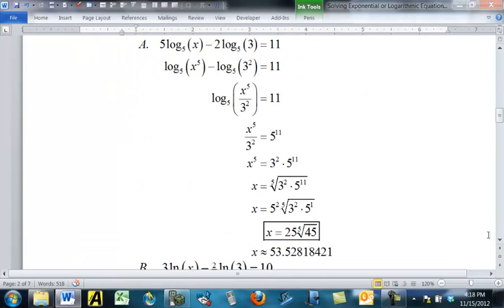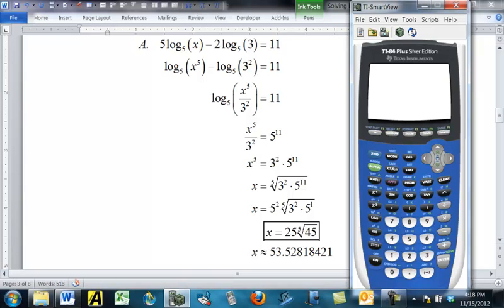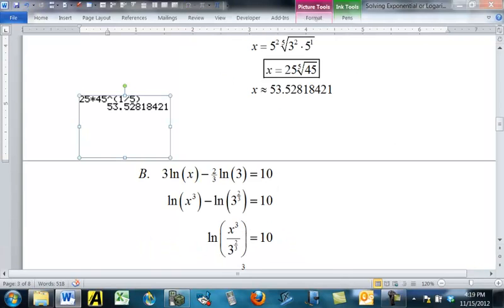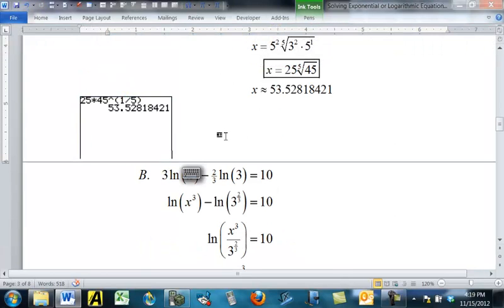Now, that turns out to be 53 point whatever here. Okay, let's check that with the calculator. So it should be 25 times 45 to the power 1/5. Be sure you put that 1/5 in parentheses. And hopefully that's the same number we just came up with, if I copied all the numbers over correctly. Okay, good. Looks good. So that's the first thing.